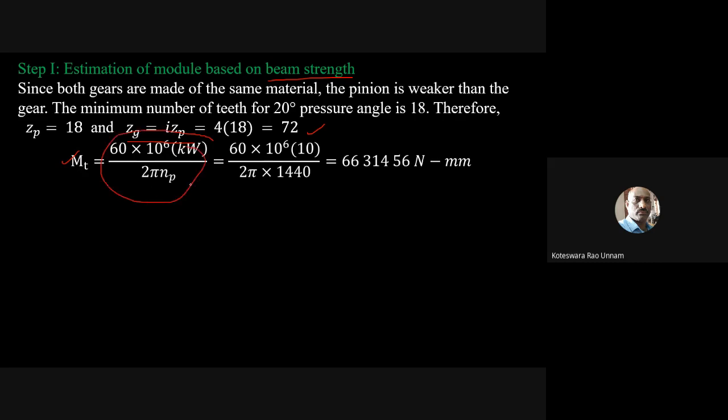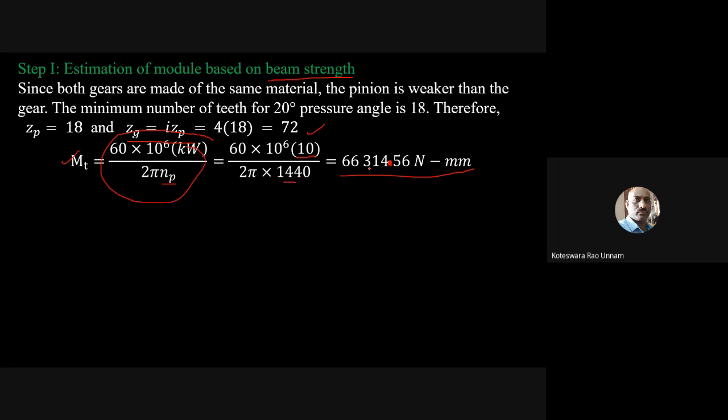MT is 60P divided by 2 pi NP. We substitute power transmitted as 10 kilowatts and speed of the pinion as 1440. If you substitute that, the torque transmitted comes out as this much. Of course, the decimal point is missing here.